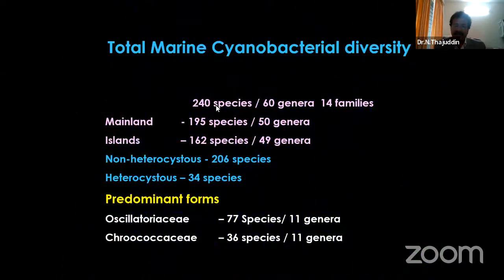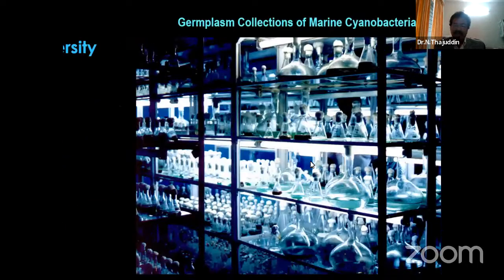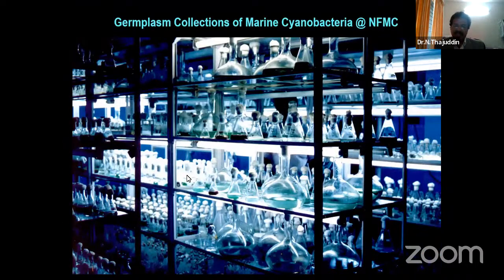And this is the total number of species reported from the mainland as well as the islands, 162 species. And non-heterocystous forms are predominant in their distribution. Based on our biodiversity survey, taxonomical survey, we established a very excellent culture collection of marine cyanobacteria. So now it is in the National Facility for Marine Cyanobacteria. Now we have more than 900 strains of marine cyanobacteria.